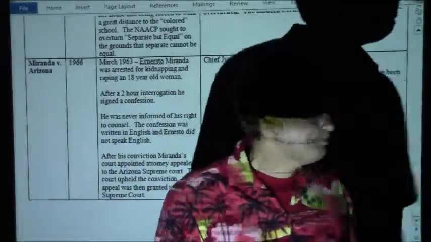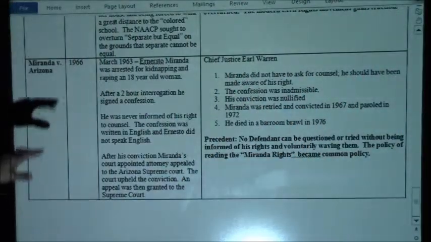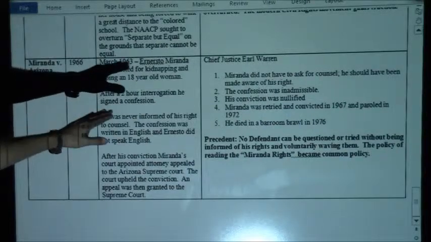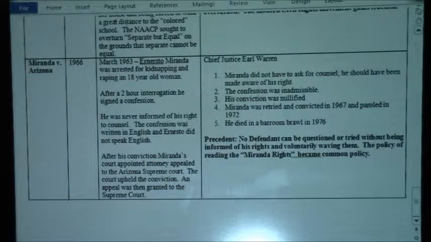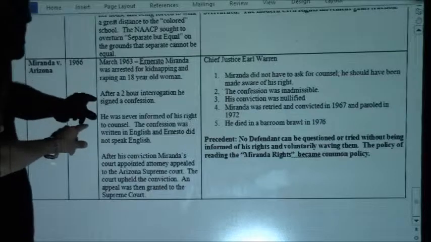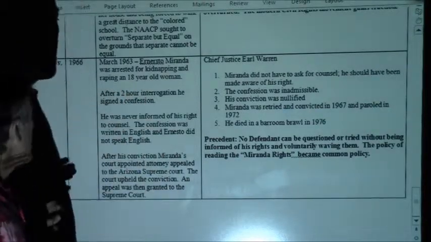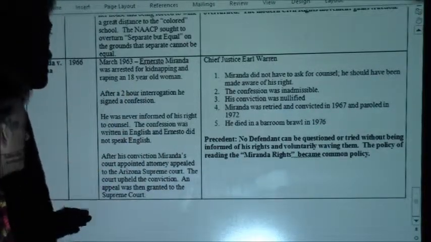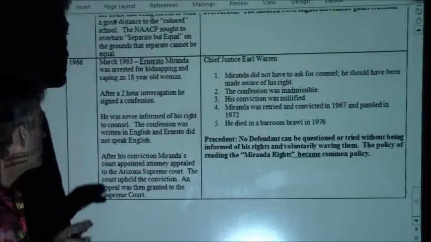So let's take a look here. March 1963, Ernesto Miranda was arrested for kidnapping and raping an 18-year-old woman. After a 2-hour interrogation, he signed a confession. Well, he was never informed of his right to counsel. The confession was written in English, and Ernesto did not speak English.